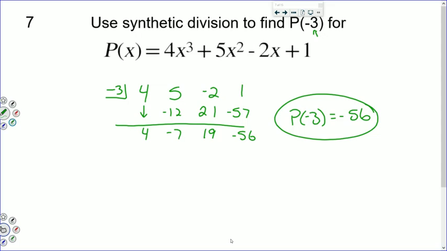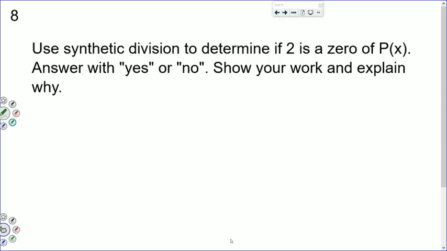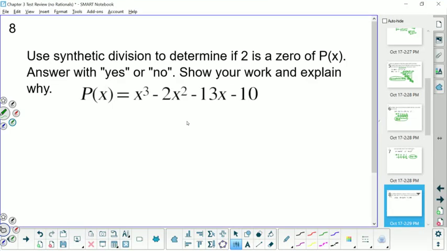On to the next problem. We now want to use synthetic division to determine if 2 is a 0 of p of x. Answer with yes or no, show your work, and explain why. However, you don't have the function, the p of x, to do this, so I will grab it and put it right back. Okay, we're back. Our prodigal function has returned. Okay, this is our function that we're looking to see if 2 is a solution of, if 2 is a 0 of it. So, again, we're checking to see if 2 is a solution.